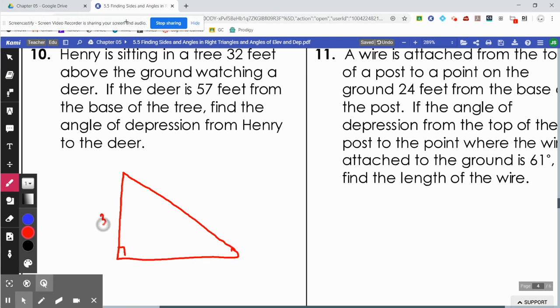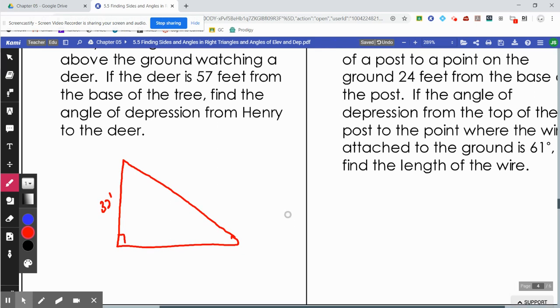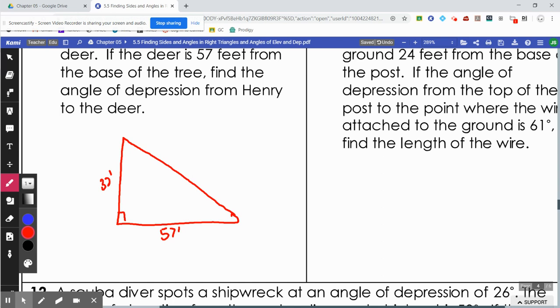And he is 32 feet above the ground. He's watching a deer. The deer is 57 feet from the base of the tree. Find the angle of depression from Henry to the deer. Now you've got to be careful, and I'm going to do this one a little bit backwards just to show you why you've got to be careful.